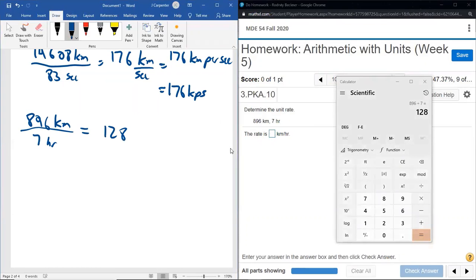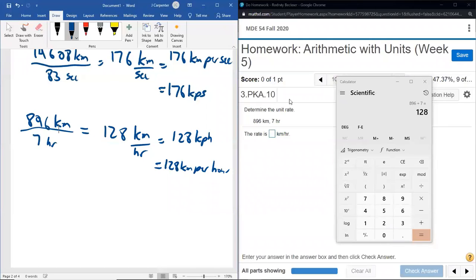128 bobs per orange, right? 128 waters per notebook, right? I'm just looking at things in my room. I don't have a bob in the room, but I do have an orange in the room. No, kilometers per hour, or 128 kph. And see, I wrote my slash vertically. They do theirs horizontally. You could also write it with your words, 128 kilometers per hour.